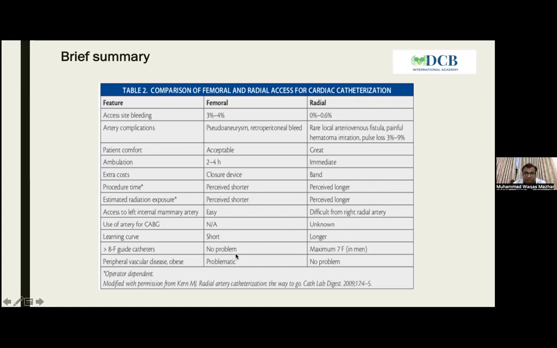More than 8 French guide catheters, femoral can accommodate. Yes, a femoral can accommodate it, but there is a clear correlation between the size of the guiding catheter and the sheath and the risk of complications. With the radial artery, maximum you can use up to 7 French in men, as the Professor mentioned before. Peripheral vascular disease is problematic with the femoral, and no problem with the radial access.